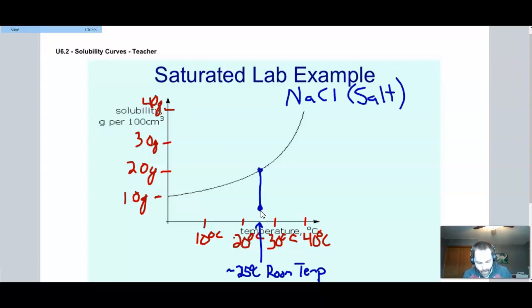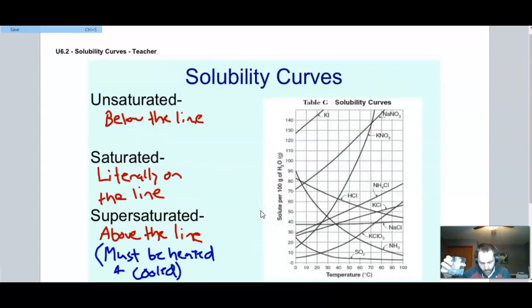Which on this fake graph, we can follow that over, and we can see that it's saturated around 22 grams at 25 degrees Celsius. So what would happen now if I stir this? A lot of times students want to say, oh, he's stirring, and that salt's not dissolving, he has a supersaturated solution. No, we need to remember, supersaturated must be heated and cooled.